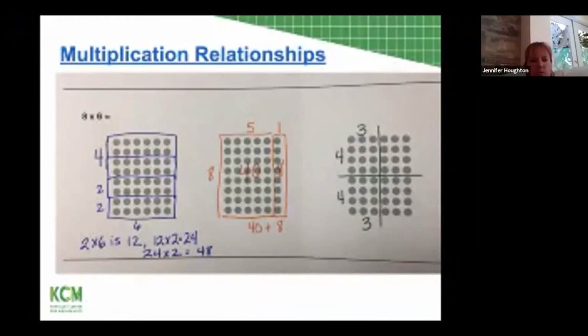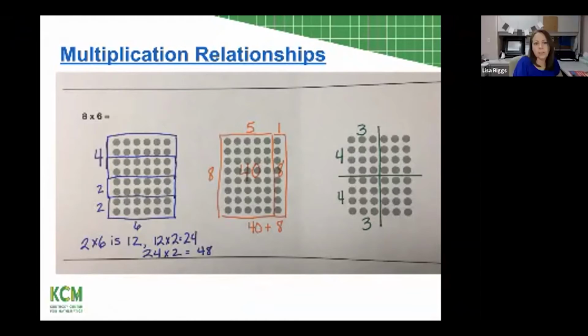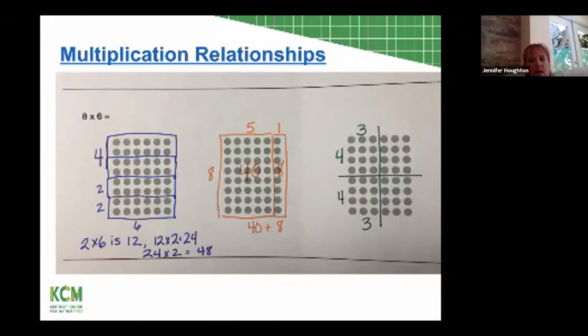I see partial products a lot, where they're breaking numbers up to facts that they know. Like, I know 2 times 6. I don't know 8 times 6. I know 2 times 6, and I know 2 times 6, and I keep doing that. Yeah, so that's that double, and then double again. And then I know my 5s.